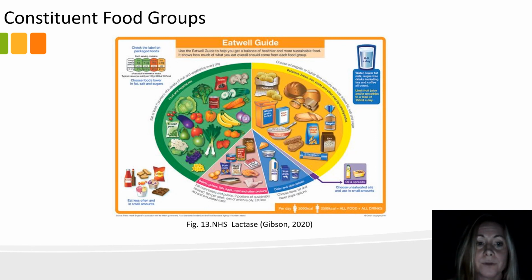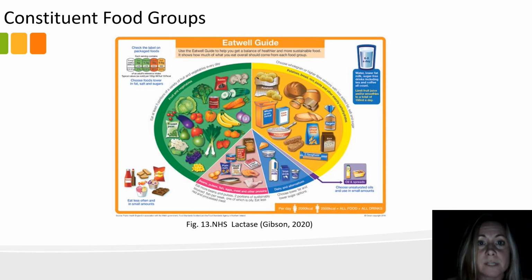Now we know how the food is digested and absorbed. What should we be putting in in the first place? The NHS advise that we eat not too many calories and not too little, just enough for our energy needs, but that it should be made up of five constituent food groups using all of the macronutrients and a number of micronutrients, so vitamins and minerals.